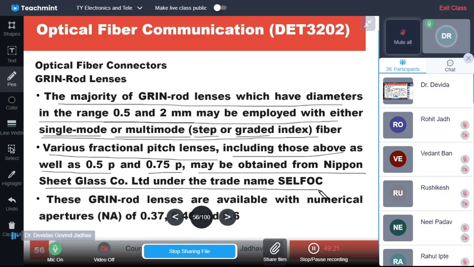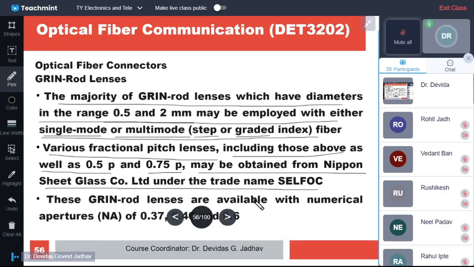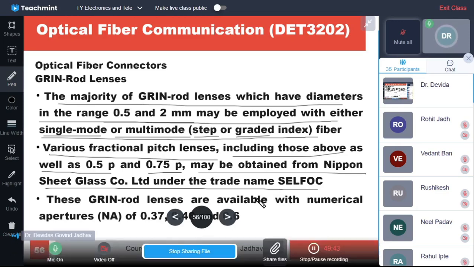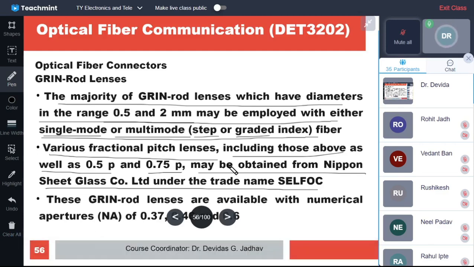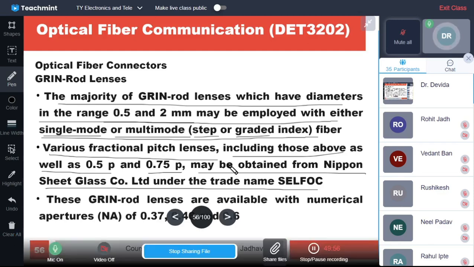SELFOC. Similarly, the green rod lenses are available with numerical apertures 0.37, 0.46 and 0.6. So various numerical aperture lenses are also available, just like the optical fiber. This is nothing but a piece of optical fiber. So 0.25, 0.23, 0.29 pitch is there, 0.5, 0.75 pitch is also there, and the numerical aperture may vary: 0.37, 0.46, 0.6, etc.